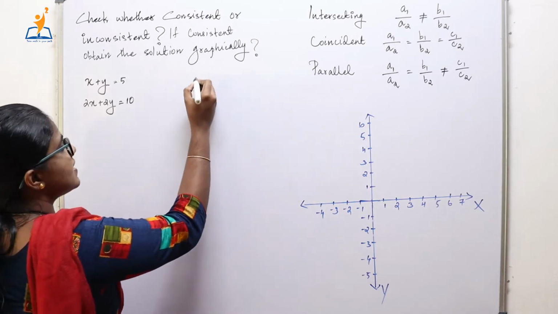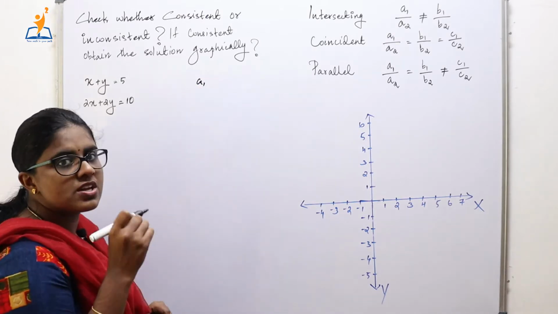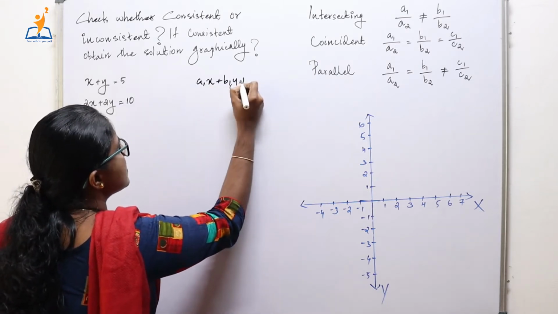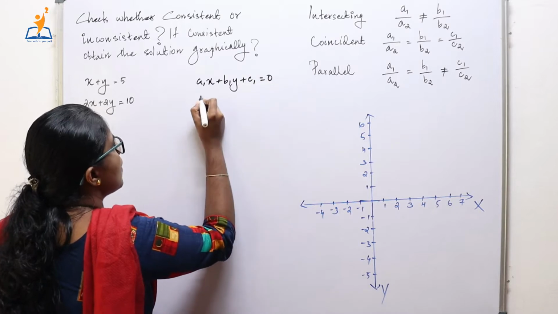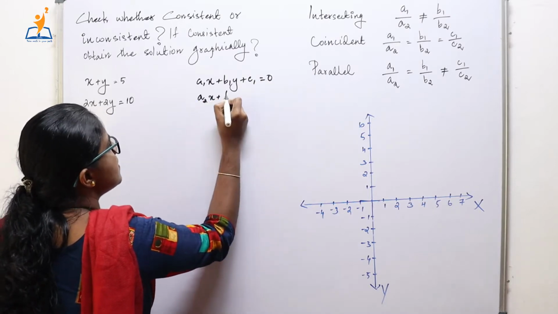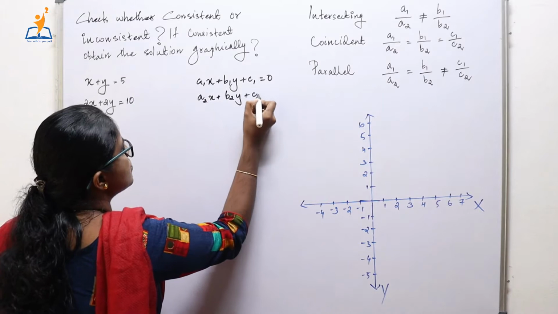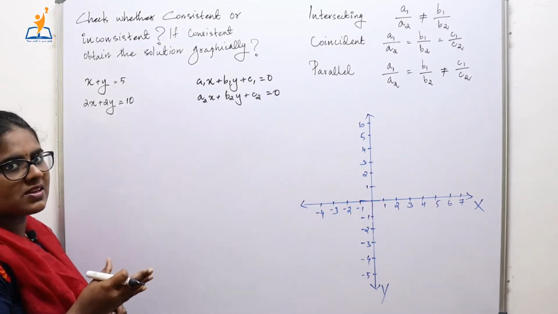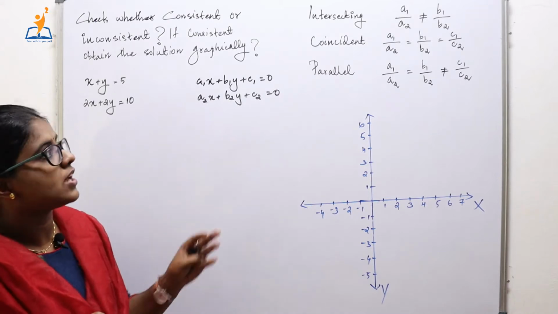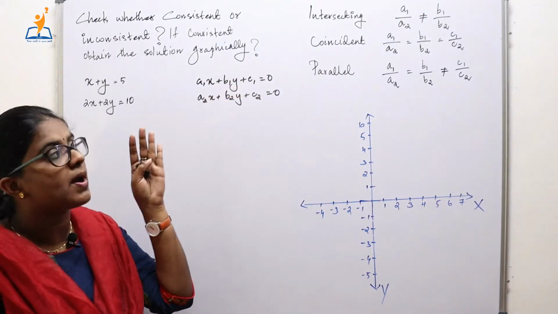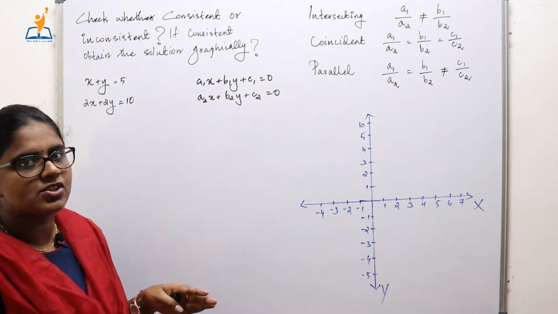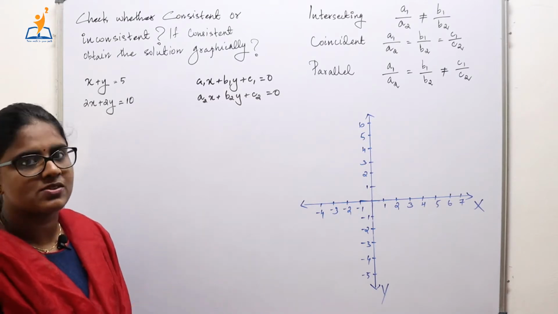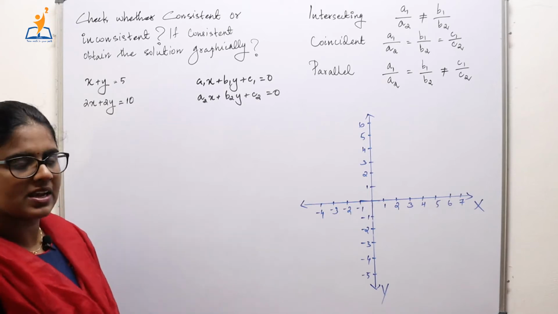We know that the general form of a pair of linear equations in two variables is a1x plus b1y plus c1 equals 0 and a2x plus b2y plus c2 equals 0. Comparing the general form with the given question, we can easily find the ratios a1 by a2, b1 by b2 and c1 by c2, and by analyzing those ratios we can find whether the solution is consistent or inconsistent.